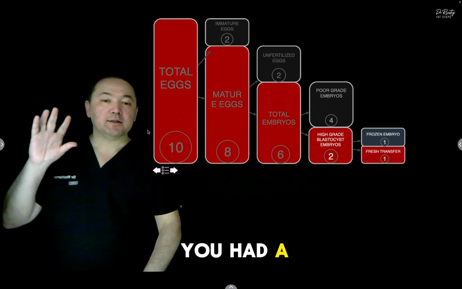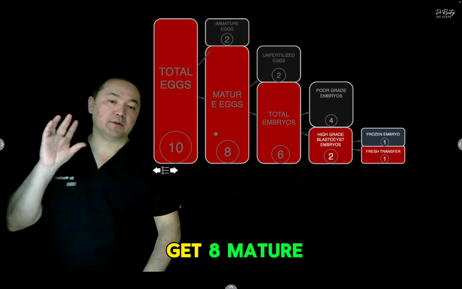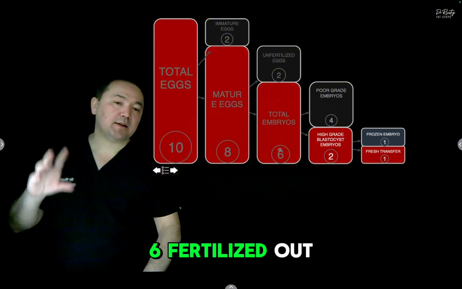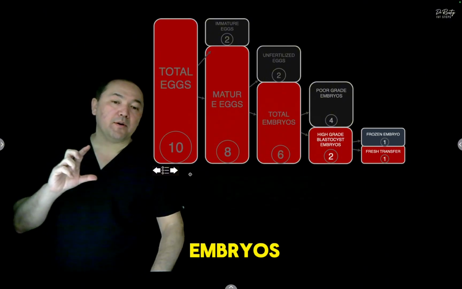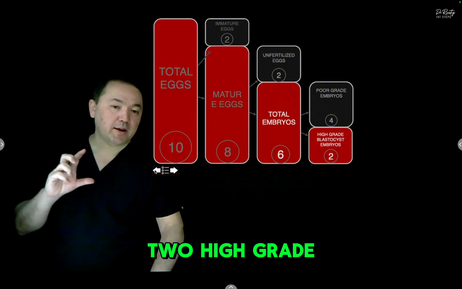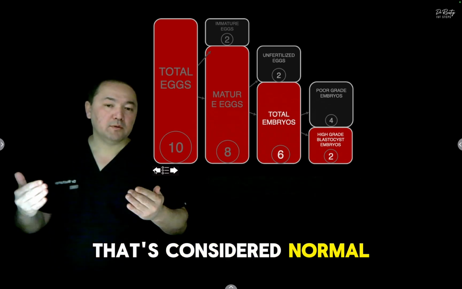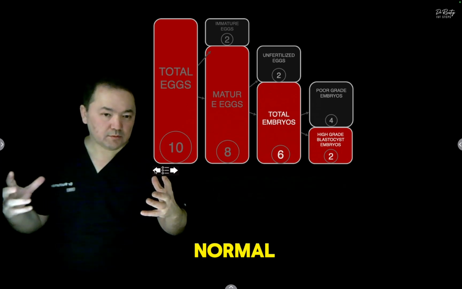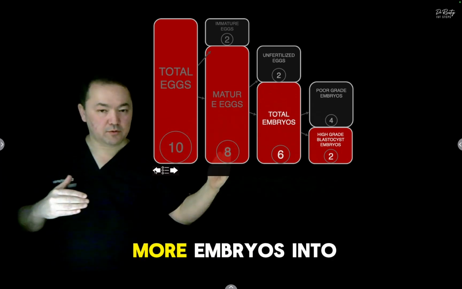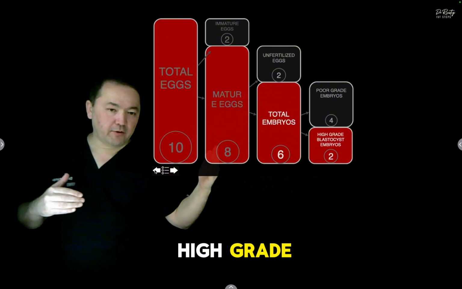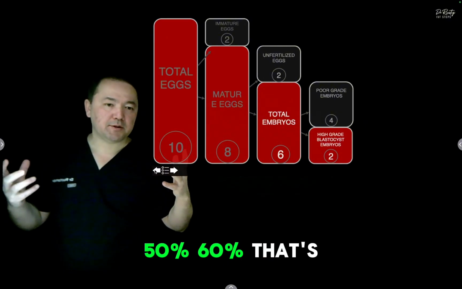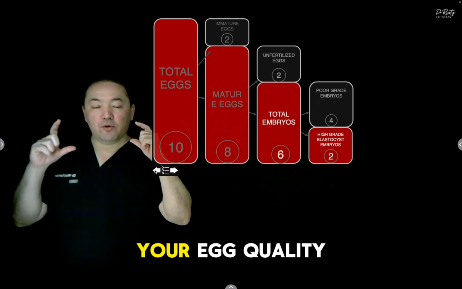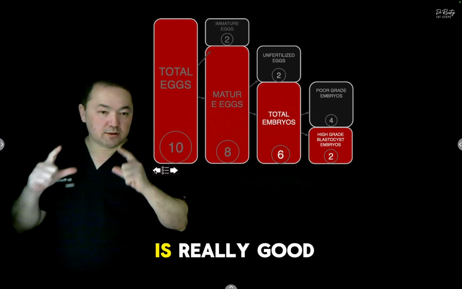Let us say you had 10 eggs, and you get 8 mature out of 10, and out of 8 mature, 6 fertilized, and out of 6 fertilized embryos, you have 2 high grade. That's considered a normal utilization rate. Approximately 30% utilization is normal. If you get a lot more embryos into high grade, let us say 50%, 60%, that's a very high utilization rate. That's excellent. That means your egg quality and sperm quality is really good.